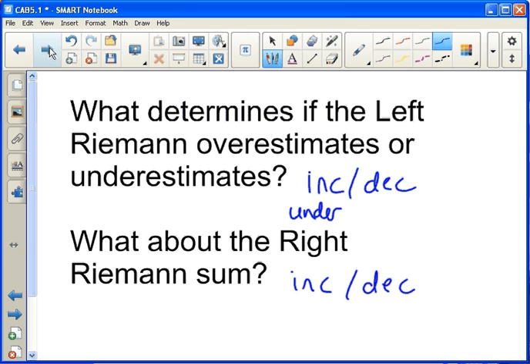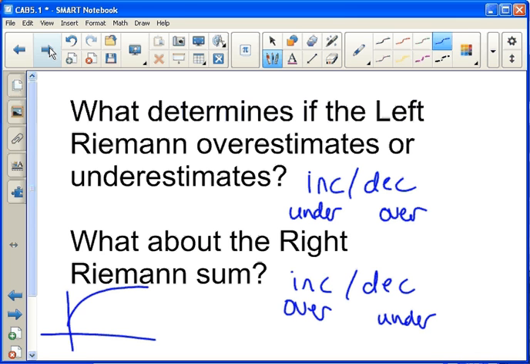Now you can try to memorize this if you want, but I'll just tell you honestly, I don't have this memorized. I just know that increasing or decreasing is the difference, because then I can just draw myself a picture. So for example, if they give me a picture and say, is the left Riemann sum overestimating or underestimating? Well, let's just say my picture looks something like this. Well, that's clearly increasing. So if I just draw a quick picture, let's say the left Riemann sum would do something like this. I know just by drawing that little bit that left underestimates. So I can remember left underestimates when I'm increasing.